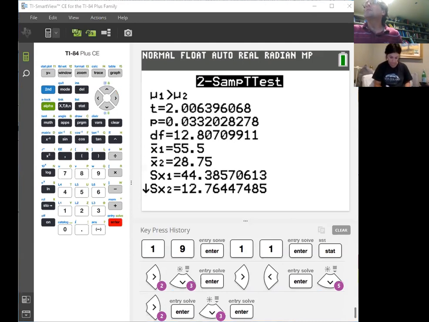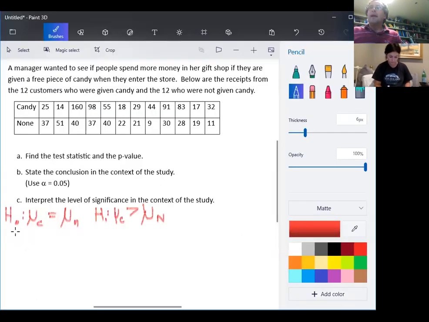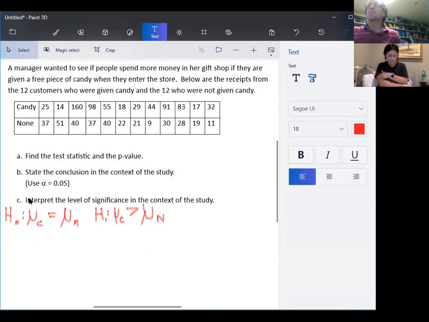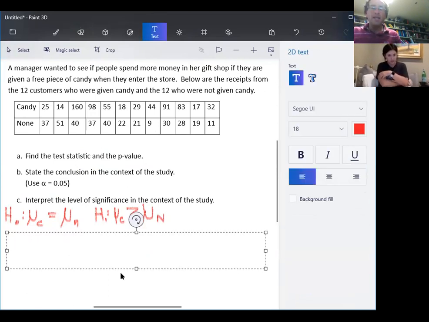And let's go to new share. And it's time for the conclusion. So what's the conclusion? Reject the null hypothesis.